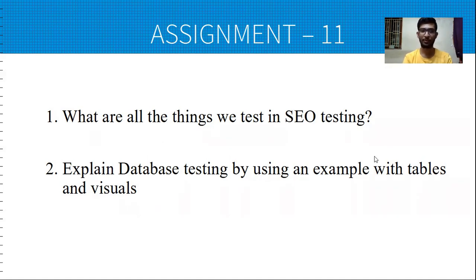Let's move on to the second question. Explain database testing by using an example with tables and visuals. So first, let us understand what is meant by database. A database is a virtual storage of data in the form of rows and columns. There are two types of databases: relational databases and non-relational databases.